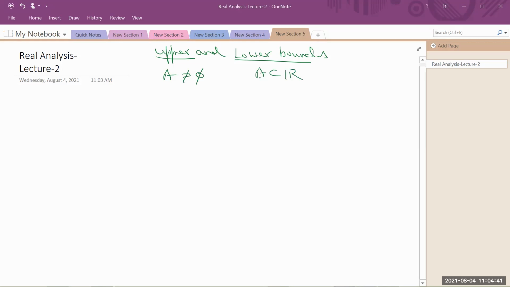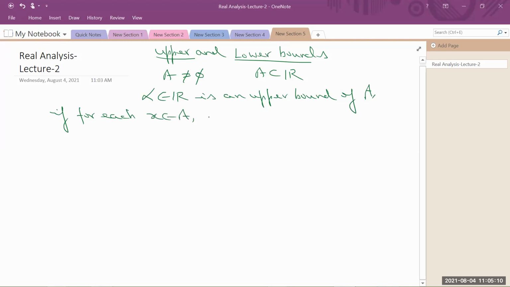Then we say that a real number alpha belonging to R is an upper bound of the set A if for each x. Okay. Just I'm recalling and then we will move. If for each x belonging to A, we have x less than equal to alpha. We have always x less than equal to alpha, and this should be true for each x. So this is the definition of upper bound.